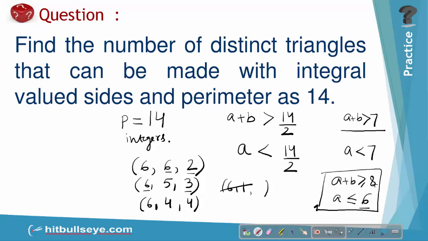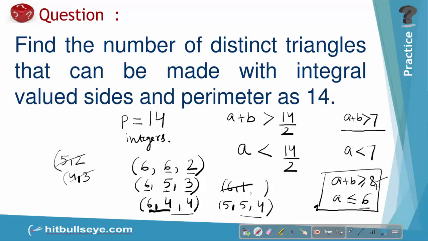Coming to the lower ones, 5, 6 has already got accommodated here. 5, 5 will make the third side as 4. 5, 3 has already got accommodated here. 5, 2 pair won't be possible again because it violates this property. So any pair lower than 5, 2 will also not be possible. Coming to the pairs with 4, 4, 6 is already here. 4, 5 is already here. 4, 4 is here. 4, 3 again won't be possible, and any lower one will also not be possible because it violates this property.